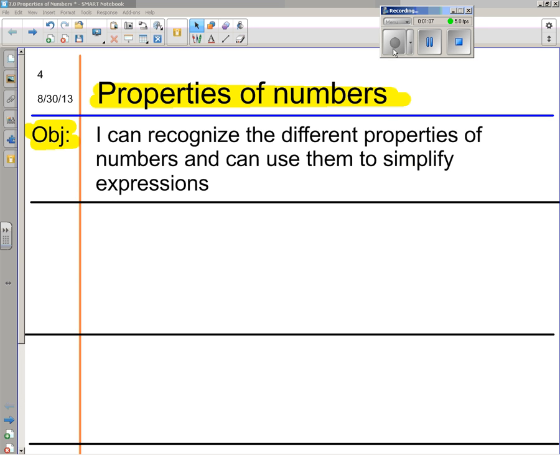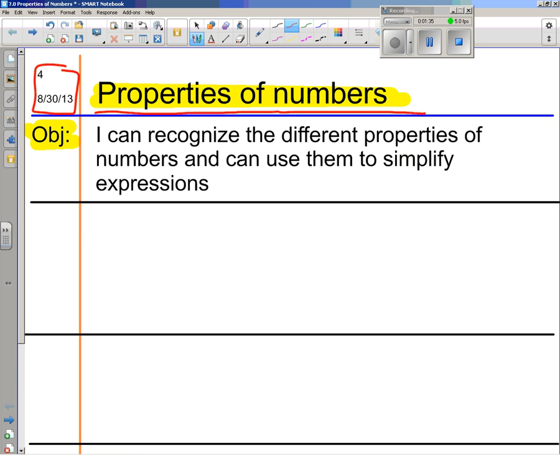So what I need you to do is on the top of page 4, you're going to write the page number and the date, like you need to have on every single page in your notebook. I also need you to put the title, which for today is Properties of Numbers. Please make sure that your date and page number are on the outside corner. That's going to make it easier for us to find your pages. If they're over by the spirals, it makes it harder to find.